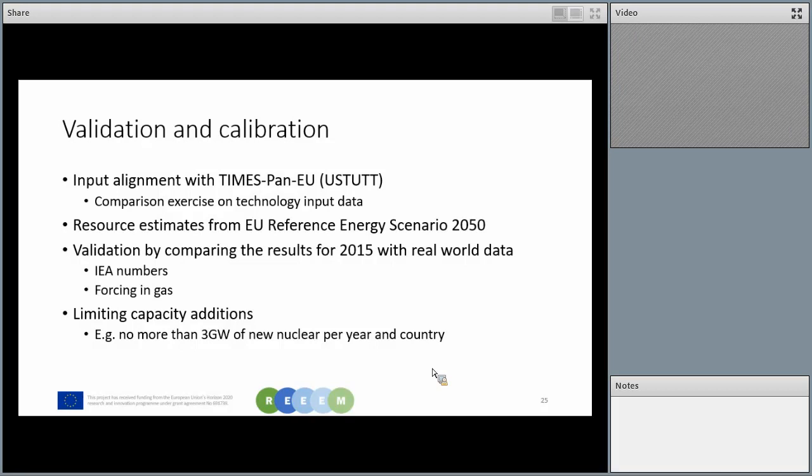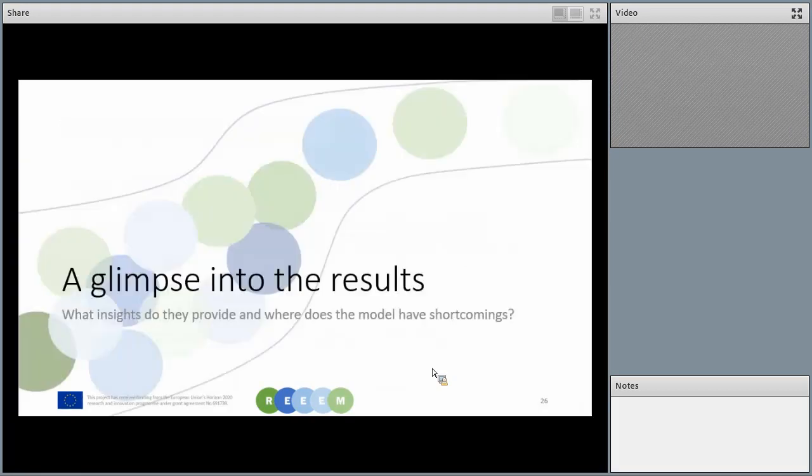Knowing this, let's have a look into the results. The results already provide certain insights, but there are also still some shortcomings.